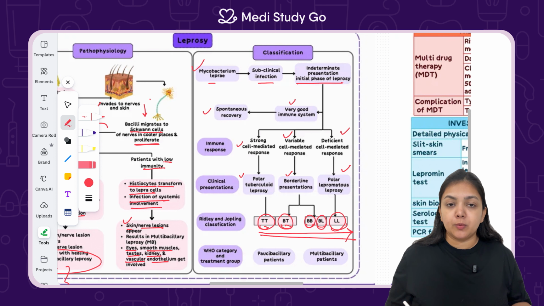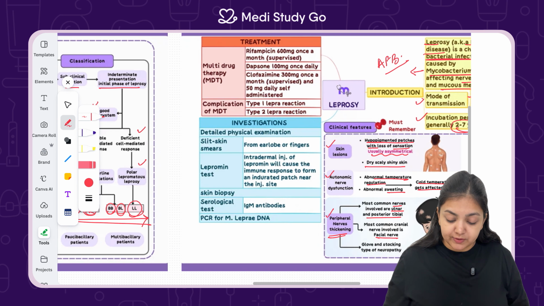After we know this classification and the clinical features, we need to investigate the patient and come to a confirmatory diagnosis for the type and the stage of the disease so that we can treat the patient adequately. For that, the first and foremost thing is detailed physical examination, because with the presence of the skin lesions, you can easily differentiate which type of leprosy is present. Secondly, slit skin smears are created from the earlobe and fingers to visualize the leprae.